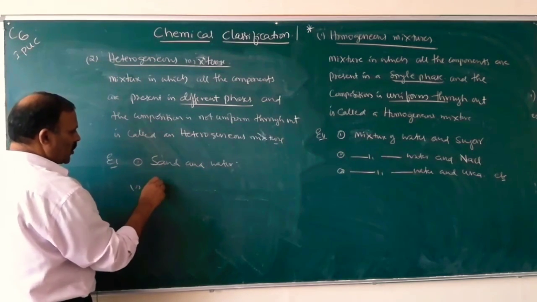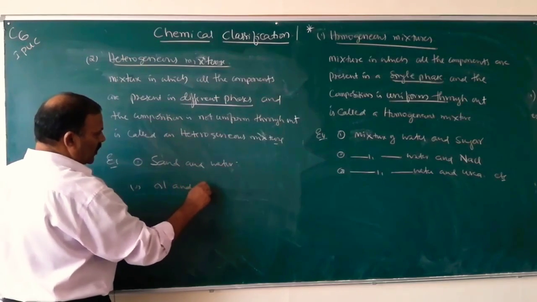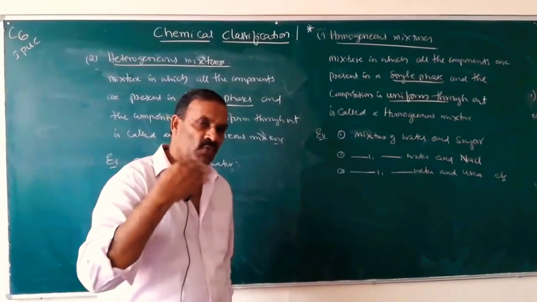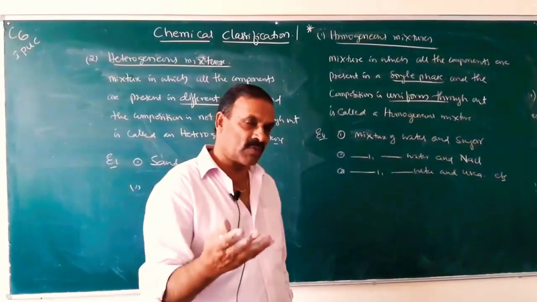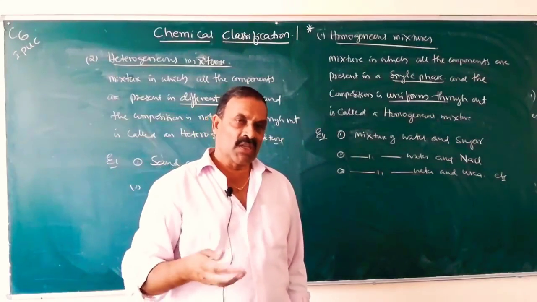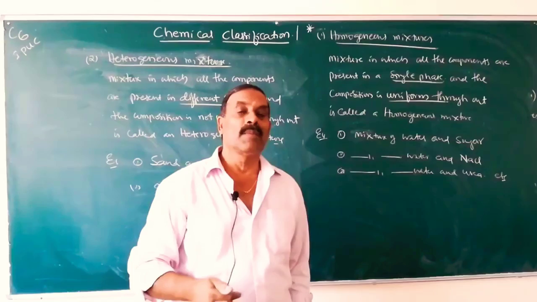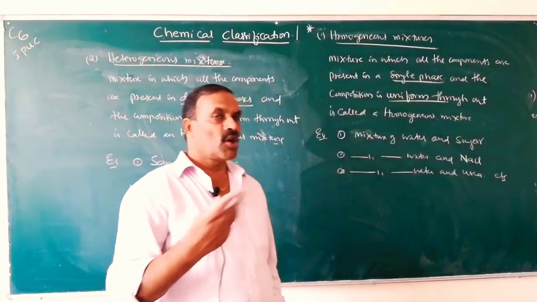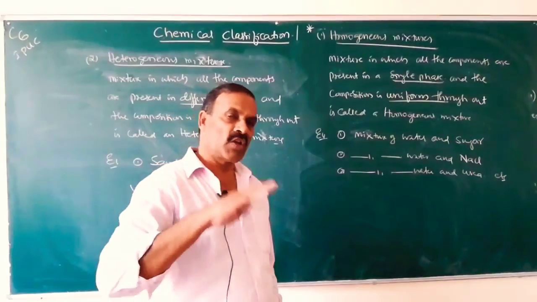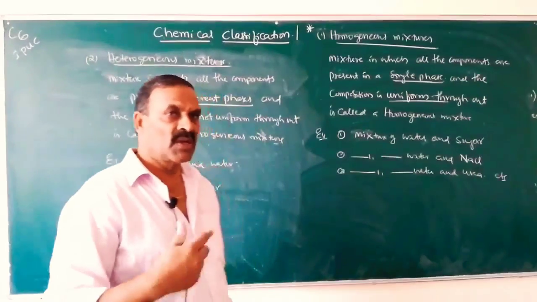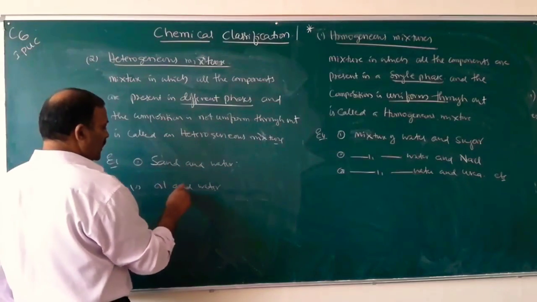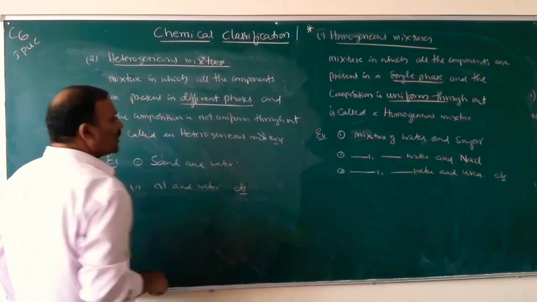Number 2, oil and water. If you add oil into water, oil forms one phase and water forms another phase. So there are two phases in oil and water, therefore it is also a heterogeneous mixture. The composition is also not uniform. Water forms a separate layer and oil forms a separate layer. They do not mix up, and such a system is known as heterogeneous mixture, oil and water, etc.